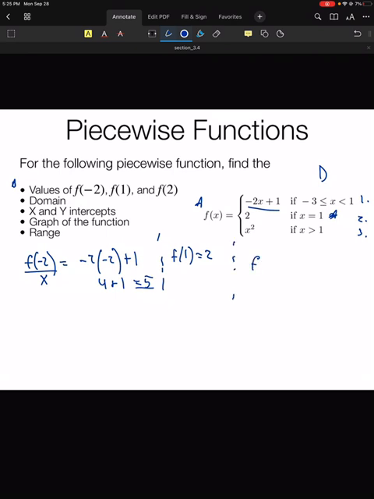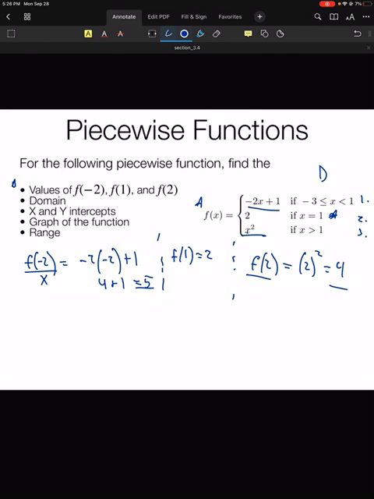And lastly, what about f of 2? Well, where does 2 lie in the domain? Is it between 1 and negative 3? No. Is it 1? No. Is it greater than 1? Yes. So it's greater than 1, so I'm going to substitute 2 into the equation x squared. Okay, and so 2 squared is 4, and so f of 2 is 4.